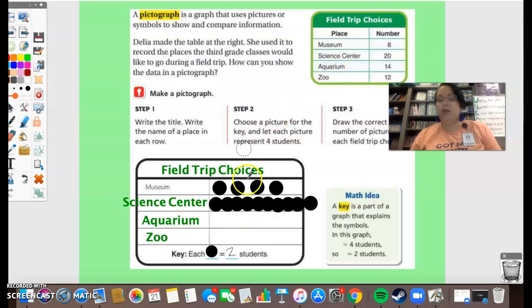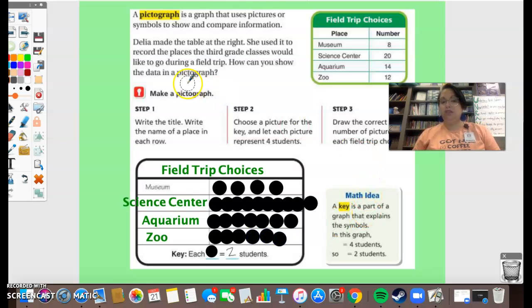Okay, aquarium, we had 14 people choose that. So 2, 4, 6, 8, 10, 12, 14. That should be 7 dots. For the zoo, 12 kids chose that. So 2, 4, 6, 8, 10, 12. Okay? You see how that works? That's a pictograph.